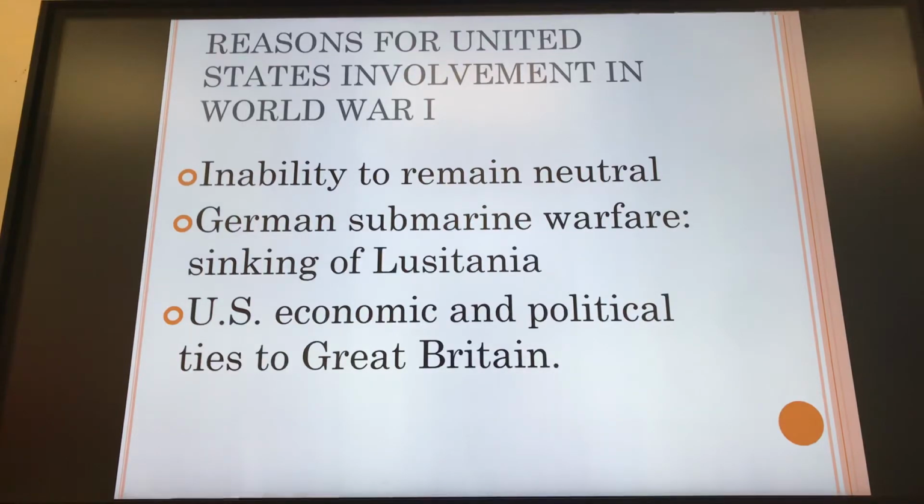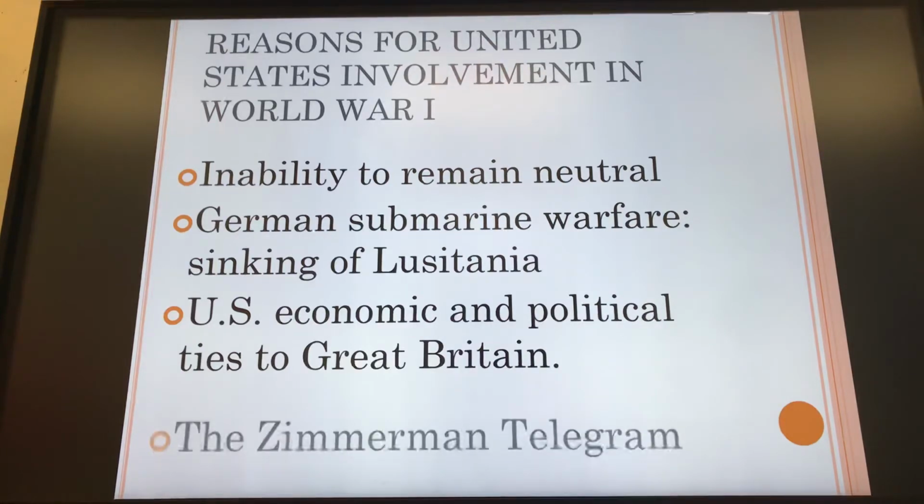So Great Britain is actually fighting against another side during this war. We'll see what the sides are here in some upcoming slides. But America just has natural ties to Great Britain, so we are going to feel more of a need to help Great Britain than we are the German side of World War I.